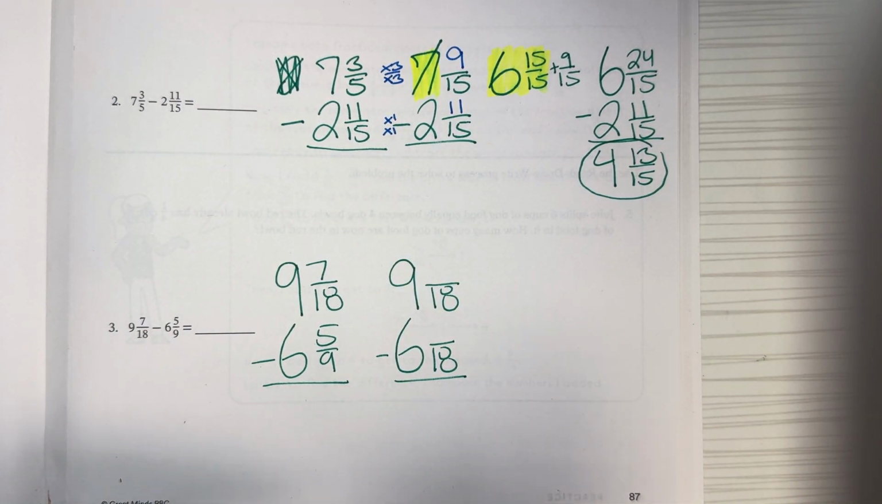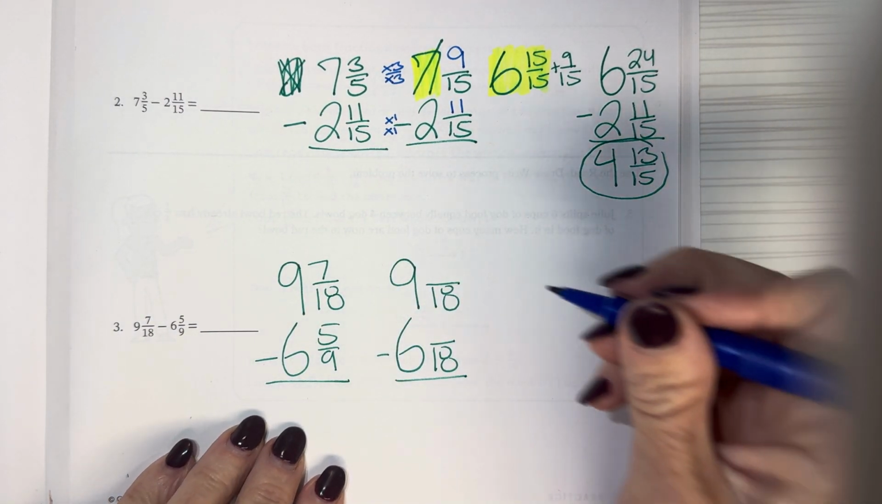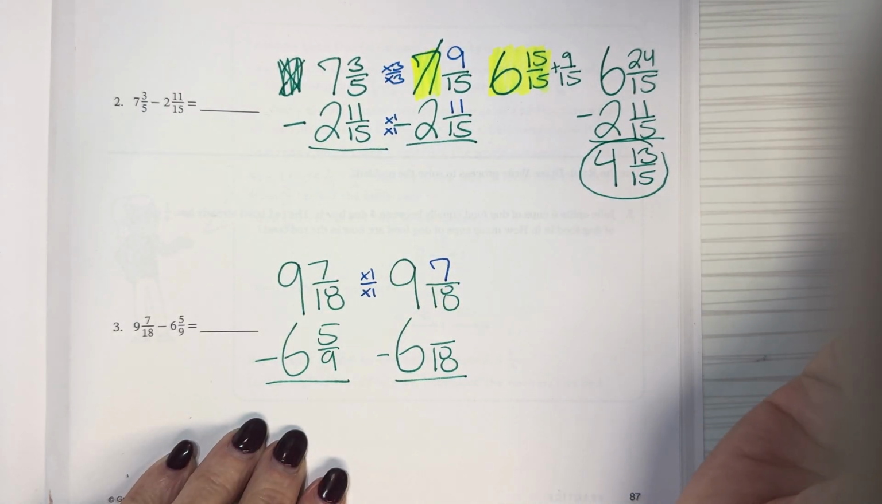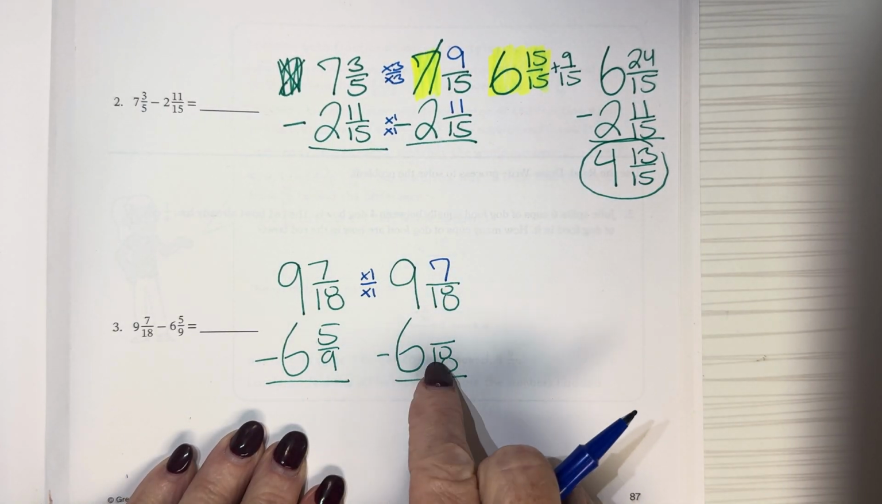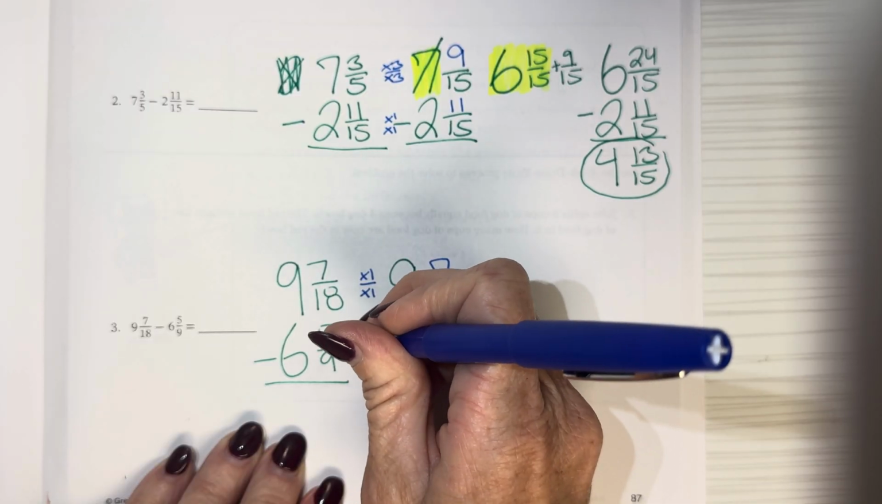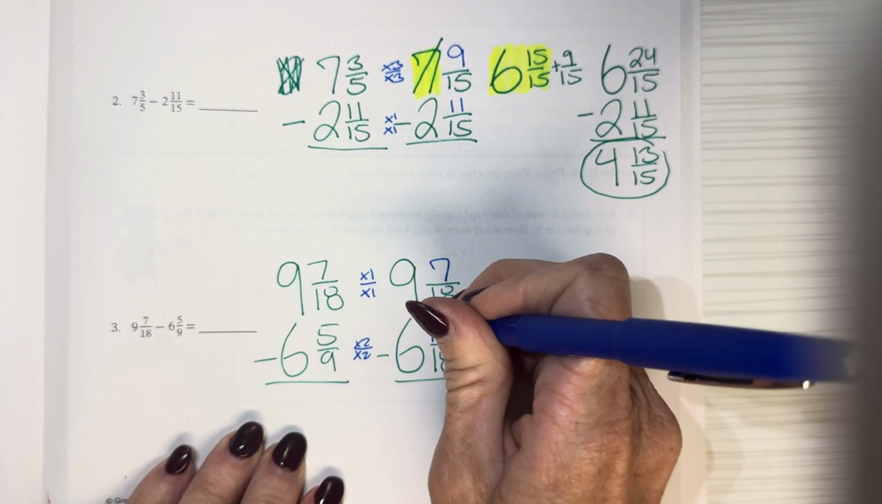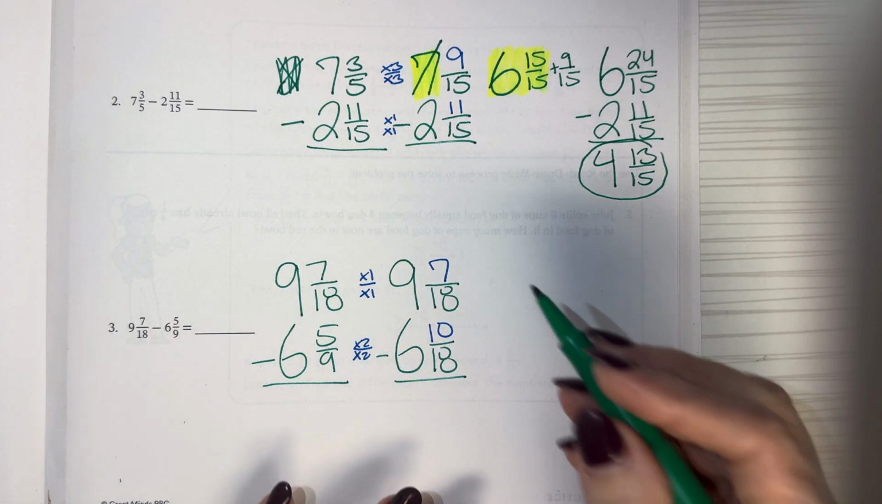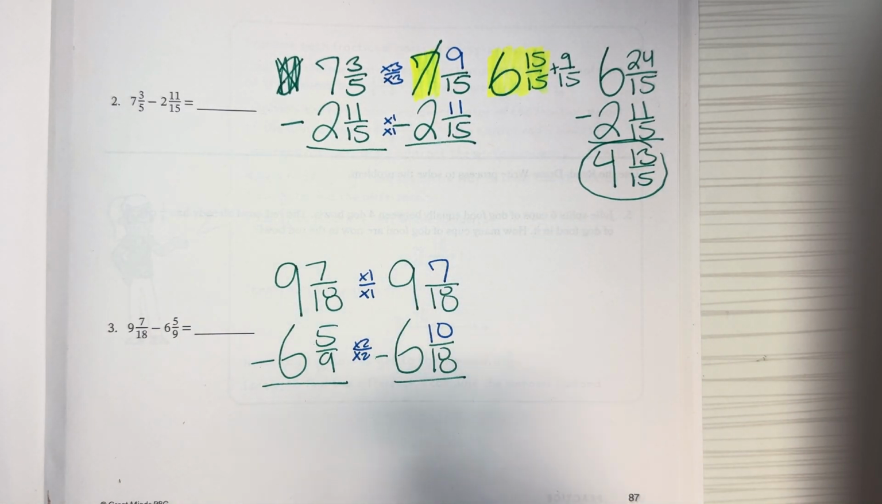And what do I get? How did 18 turn into 18? Times 1, which means 7 times 1 is 7. How did 9 turn into 18? Times 2. So 5 times 2 is 10. Okay, so now we're ready for step 3. 7 take away 10 is not possible. It's not possible.